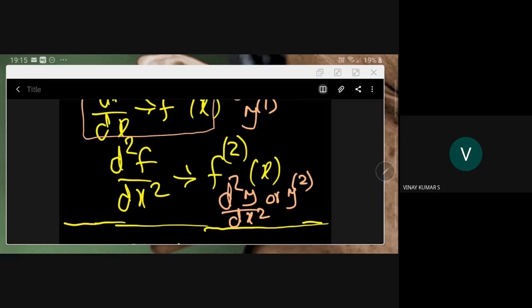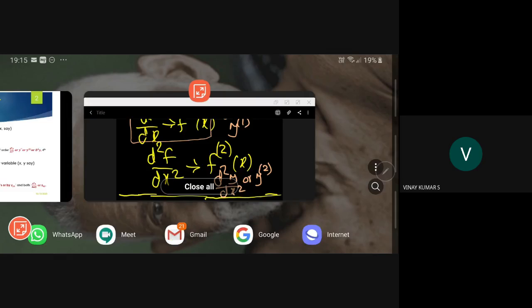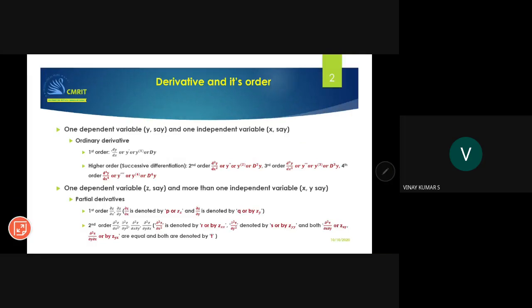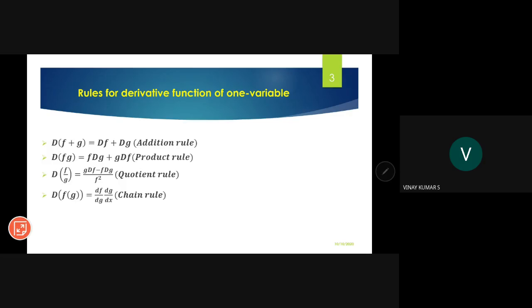Now we'll go to the presentation part. So different order derivatives we talked about. Then rules for derivative of a function of one variable. You know this one: addition rule, product rule, quotient rule, and composition rule. This is a very important one, that is what I call chain rule.